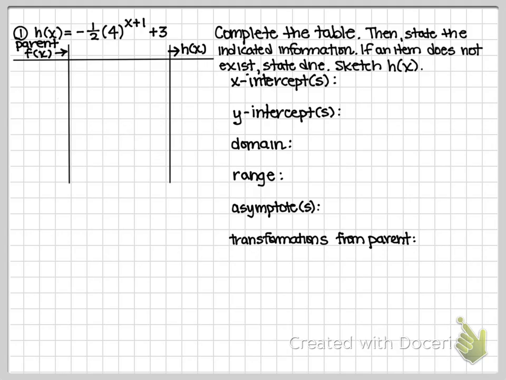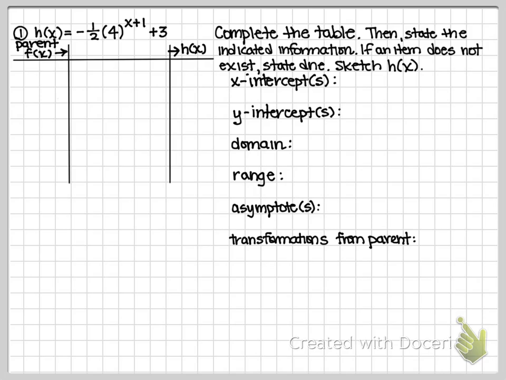So let's take a look at an exponential first. So here we have our h of x equation identified as such, and then we need to be able to set up a table. So I've kind of already set up our stuff here. And then we want to complete the tables. So you have to be able to figure out what the parent points are going to be. So we're going to talk about pulling the parent out of the equation first.